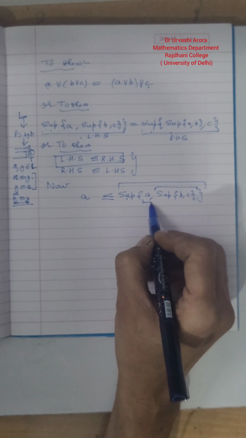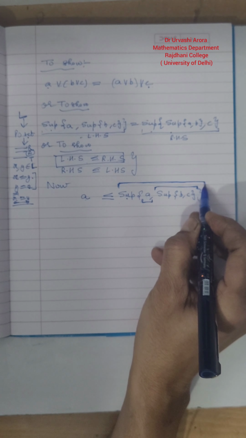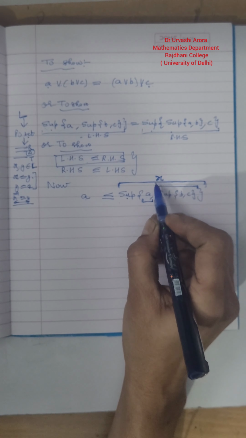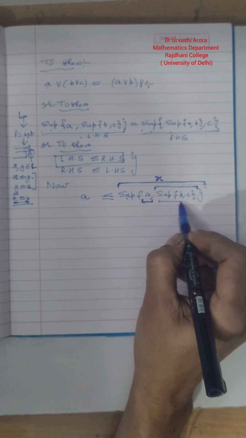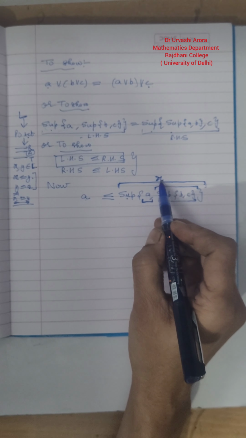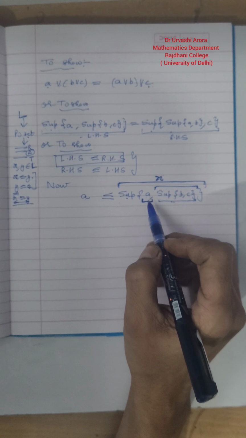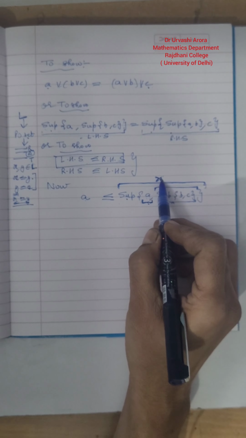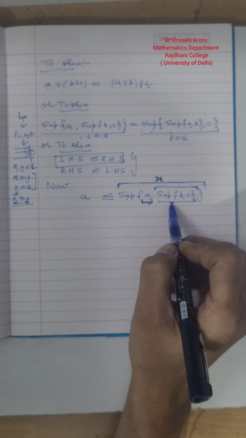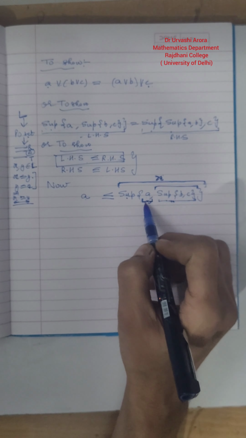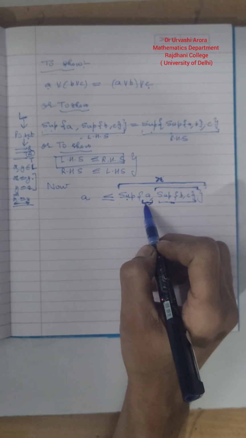Supremum is the least upper bound, which means that this particular expression, which let's say I'm calling X, is the supremum of A and this, and supremum is the least upper bound. So X is the least upper bound of these two. Because X is the least upper bound, it's an upper bound, which means that X is greater than or equal to these two elements, or in other words, these two elements are less than or equal to X. So by that argument, A is less than or equal to the supremum of A and supremum of BC.